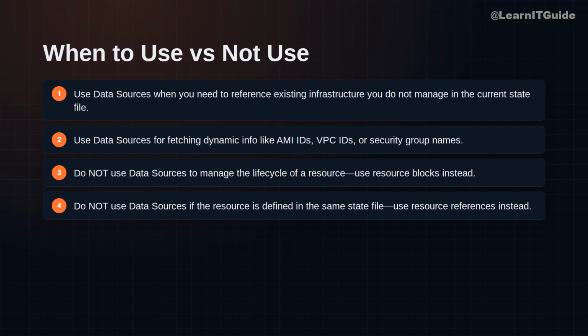Also, if a resource is already in your current Terraform state file, do not use a data source to find it. Just use the resource attribute reference directly. Using a data source, in that case, is redundant and inefficient. Use these criteria to decide if this tool is right for your situation.